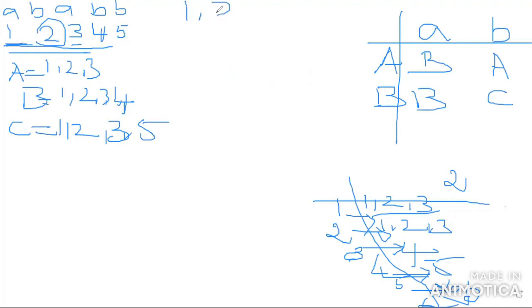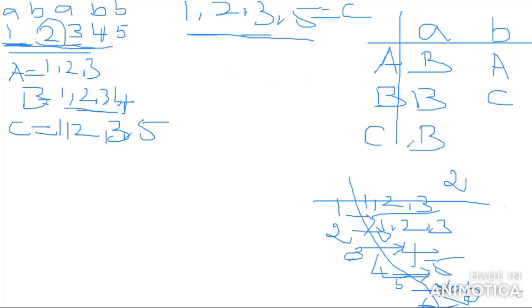Okay, C is 1, 2, 3, 5. This is C. So in the C state, the positions of small a are 1 and 3. So what is the follow position of 1 and 3? The follow position of 1 is 1, 2, 3. The follow position of 3 is 4. So for small a we get 1, 2, 3, 4, which is nothing but capital B.